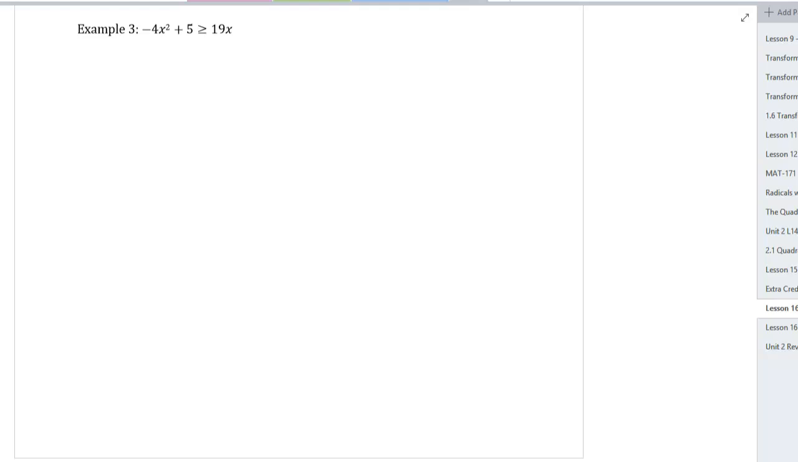Example 3. In example 3, we're solving the quadratic inequality negative 4x squared plus 5 is greater than or equal to 19x. The first thing we'll need to do is get 0 on one side of the inequality. So we must get 0 on one side of the inequality.